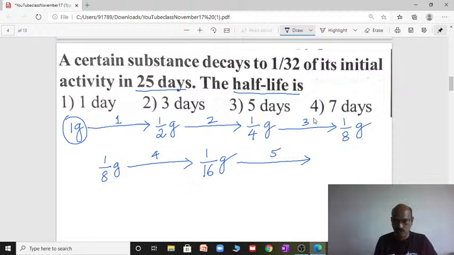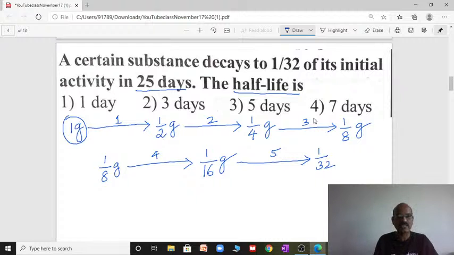See, 1 gram's half is 1 by 2. 1 by 2's half is 1 by 4. 1 by 4's half is 1 by 8. 1 by 8 becomes 1 by 16. 1 by 16 becomes 1 by 32 in the half-life. Sir, why are we going through these half-lives? First, how many half-lives does it take?